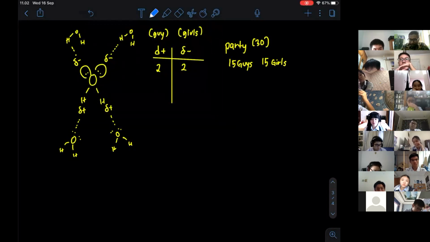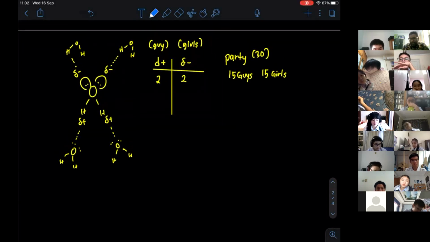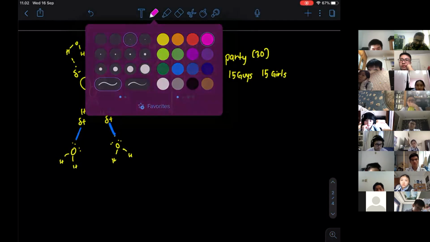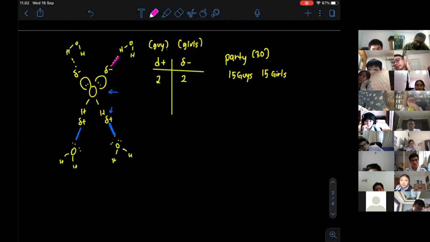Not really. If you define hydrogen bonding as being between guys and girls, imagine I refer to delta positive as the guy. This is delta positive. These two are considered to be the hydrogen bonds that are responsible for this molecule. Then, how about the remaining 2? Now the remaining 2 will be the hydrogen bonding responsible for this molecule. This one is responsible for this molecule.